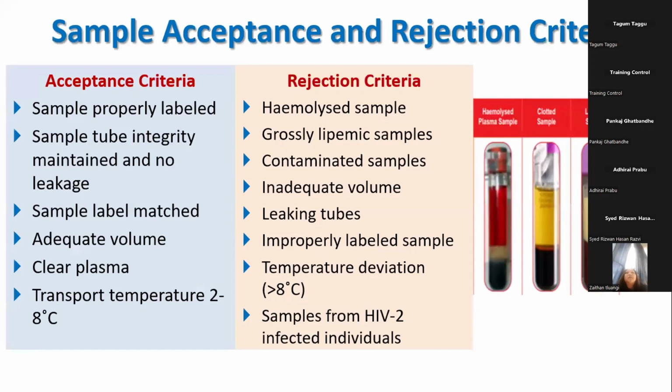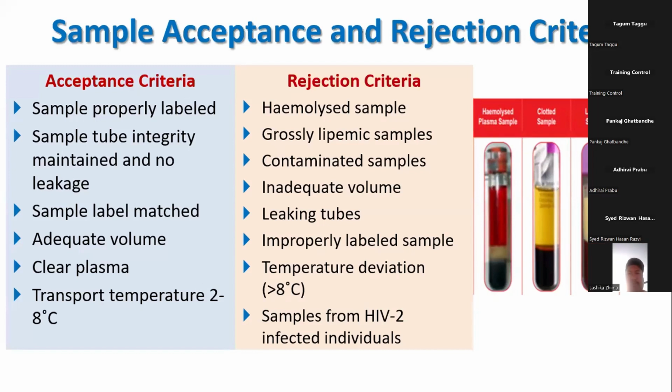For that, this is the acceptance as well as rejection criteria of samples. The acceptance criteria is that the sample should be properly labeled. The sample tube integrity should be maintained, that is, it should not be leaked or broken. The sample label matches the TRF, and adequate volume of sample is present. A clear plasma is there, and the transportation happens within 2 to 8 degrees of temperature, because when the viral load lab receives the samples every day, they check the temperature and the conditions in which it has been received.